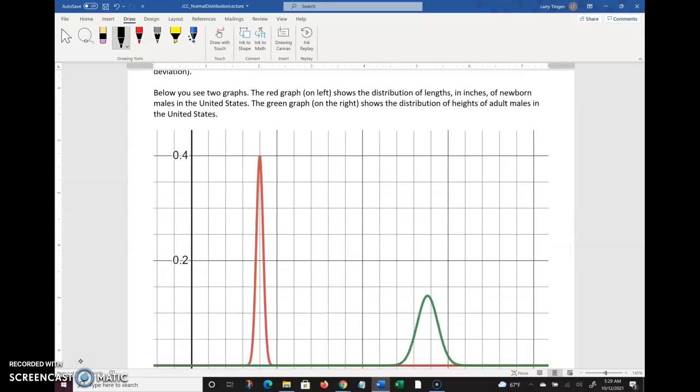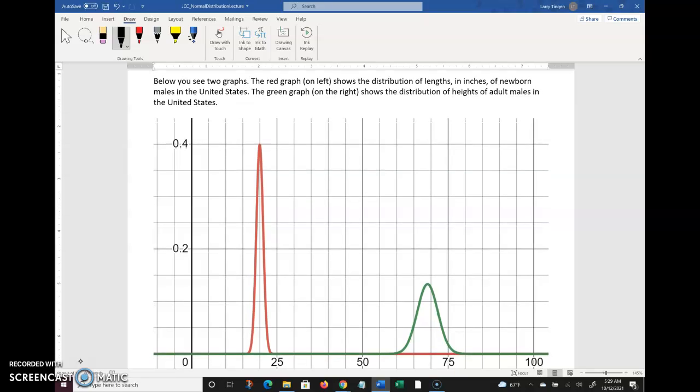Now, based on the two graphs you see below, it looks like I have two data sets that are unrelated. Okay, they look very different. In fact, both of these distributions are normally distributed. The graph on the left, or the red one, is the length of newborn males in the United States. The graph on the right, which is green, you notice it is a shorter and fatter curve. That is the average height of a male in the United States.